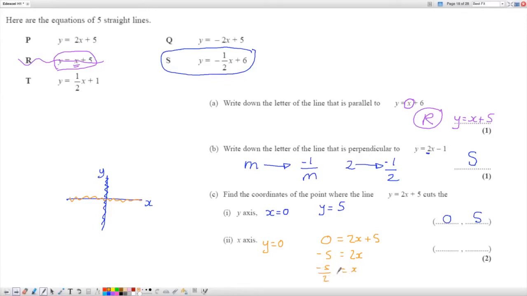Also -2.5. So our value for x will be -5 over 2. You could also write it as -2.5. And our y value here is 0. So these are the corresponding coordinates for where the line crosses the x-axis.